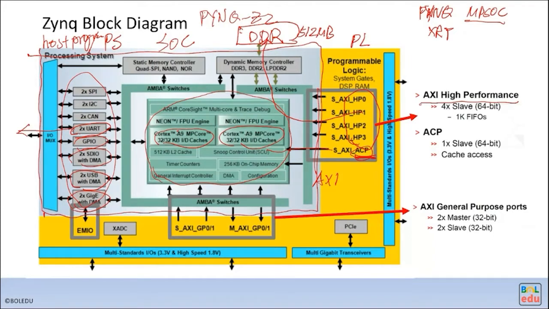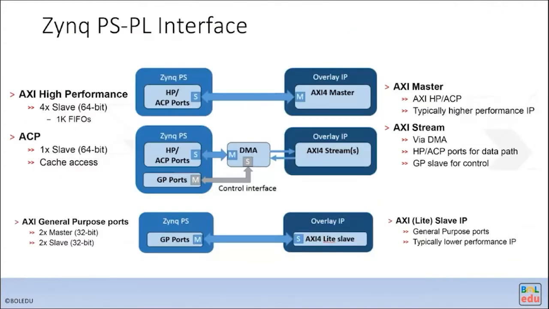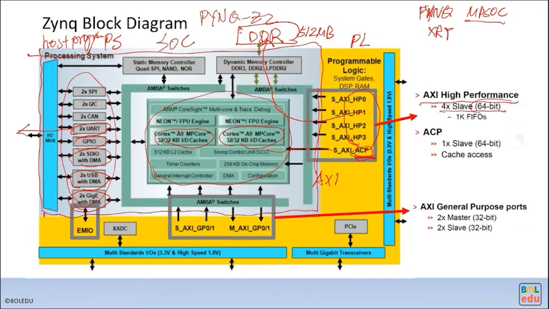So for example, if there is some data inside the L1 or L2 cache, then the PL side master could get wrong or out-of-date data because it directly accesses the memory. So for the high performance ports, you have four slave 64-bit data buses and one ACP port. Okay. Remember, note here those ports.